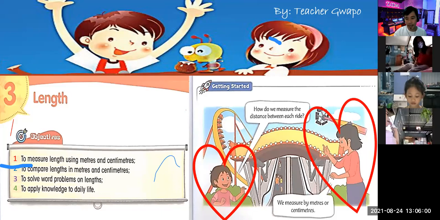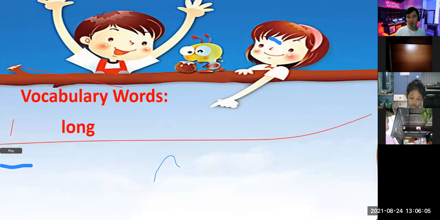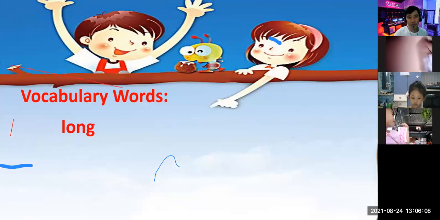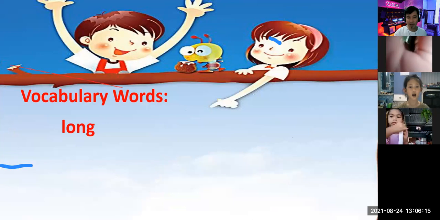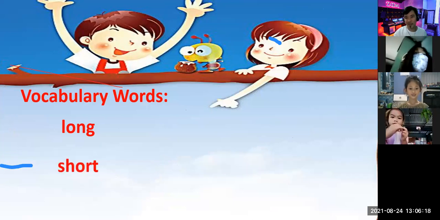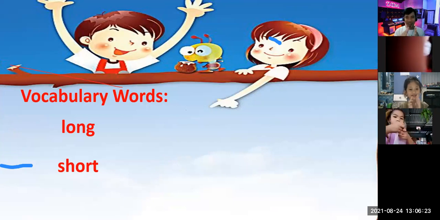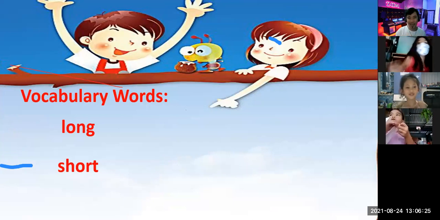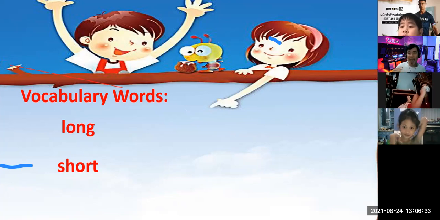So let us have a short review of the vocabulary words that we have here. When you were in grade 1, we learned these words. Long. Okay, what is this word? It's long. How about this? Short. Long and short. We say Alinta has short hair, and Ploy has long hair, right?